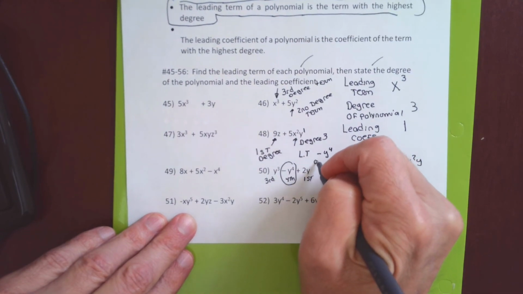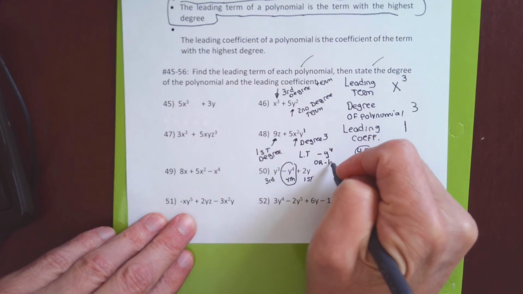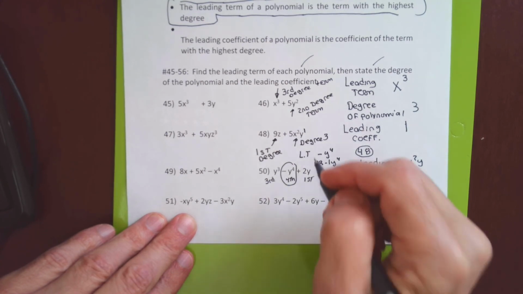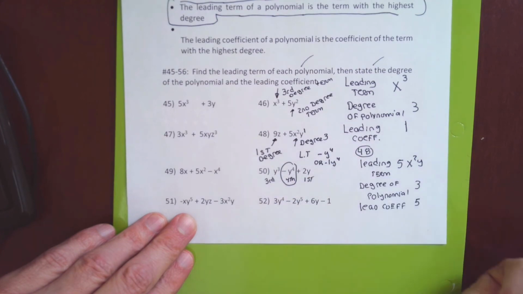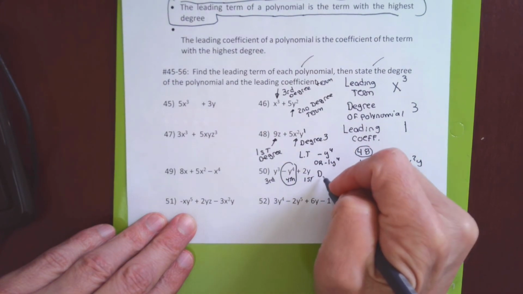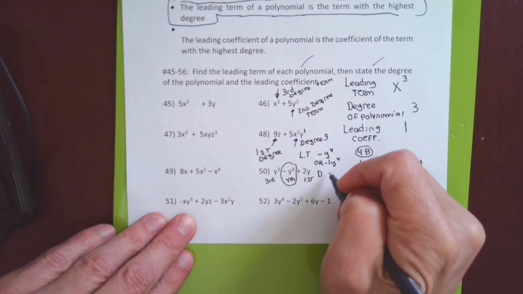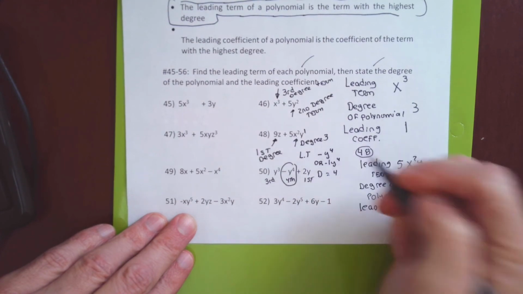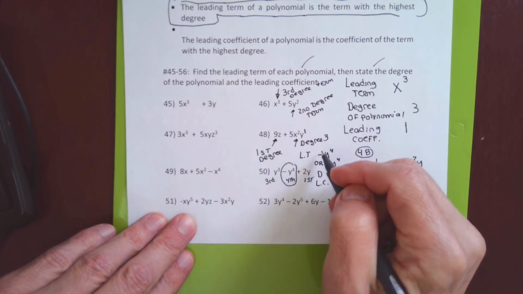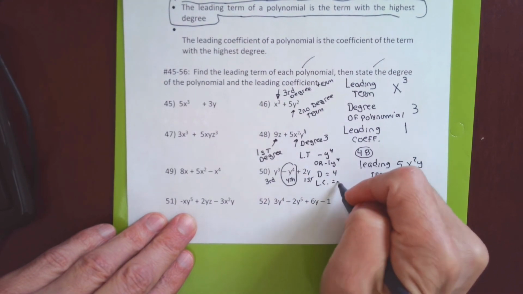I could say it's negative 1y to the 4th, but it's important, if there's a negative sign, it's part of the term. That negative sign needs to be part of my answer. So the leading term is the highest degree term, which is that 4th degree term. And the degree of the polynomial, I'll just write d for degree. This is a 4th degree polynomial because the degree of that term is 4. And the leading coefficient is the coefficient of the leading term, and that's an implied negative 1.